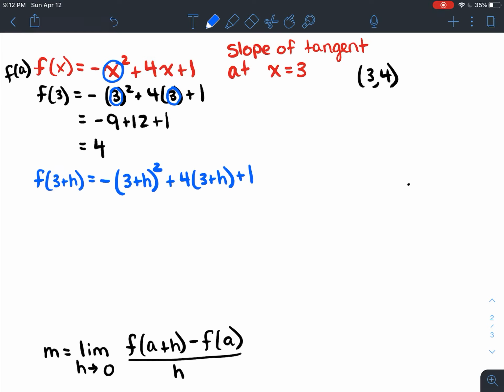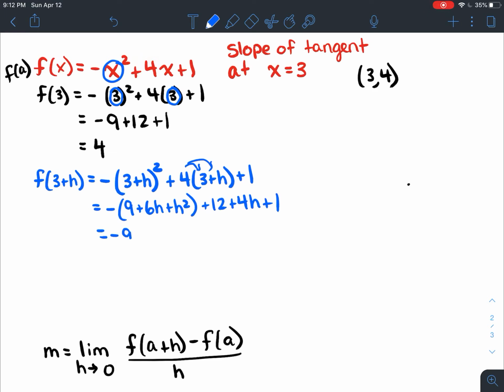Like so. And now we're just going to simplify that because that looks horrible. Okay, so let's expand (3 plus h) squared. So that's going to be 9 plus 6h plus h squared. And then let's multiply the 4 through the brackets. So plus 12 plus 4h plus 1.